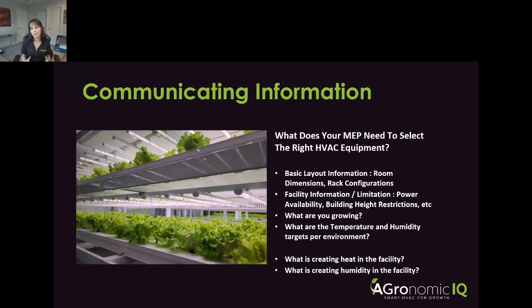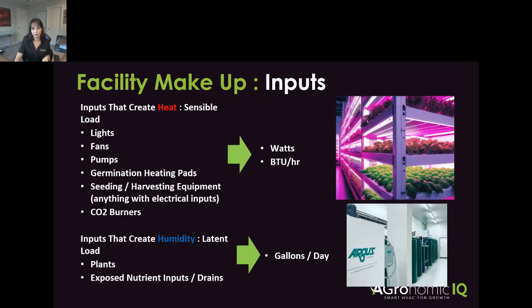So having an idea of what it is you want to grow allows us to estimate transpiration rates and gives us accurate understandings of what temperature and humidity targets you want for your environment. And then, as we were discussing before, what is creating heat in the facility and what is creating humidity in the facility? So going back to the facility makeup, the inputs: lights, fans, pumps, things like that.